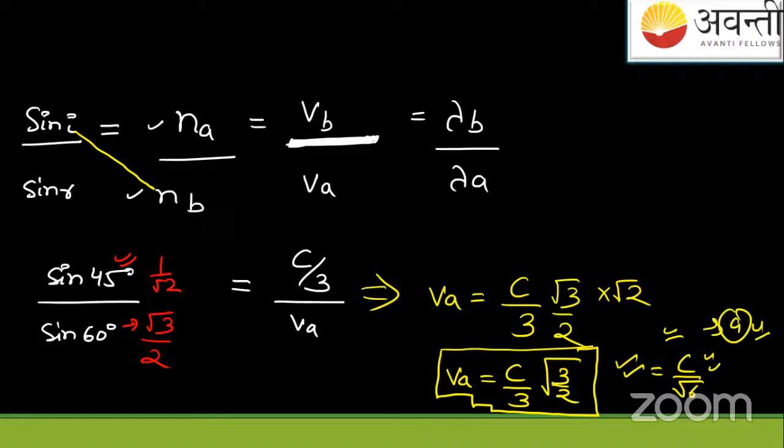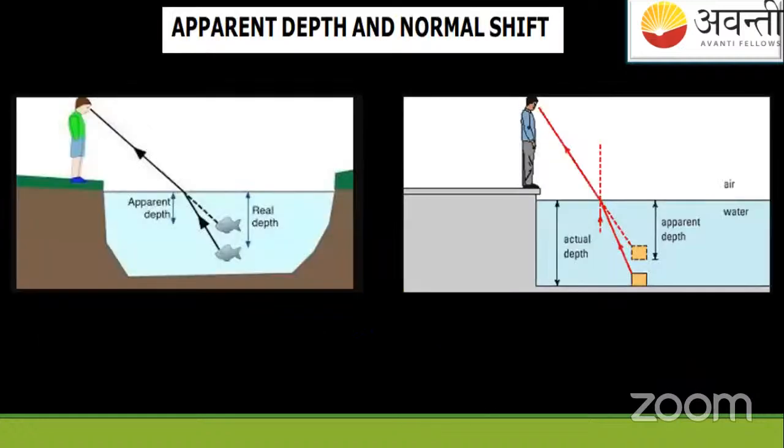Is it right? Okay. Now let us move towards the apparent depth and the normal shift, a new topic. Sneha, is that okay? Is that numerical fine? Yes or no? Okay, good. So your answer was 8 point something, right? What was the issue there?